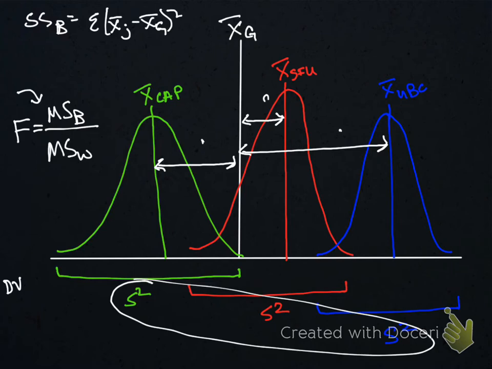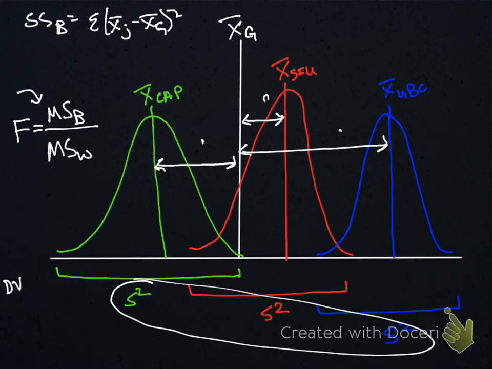So if we were to hold the mean squares within constant, but increase the mean squares between, because our sample means are farther apart from the grand mean, or the variability of our sample means is larger, then we have a better chance of rejecting the null that those three groups all belong to the same population. At least one of those groups might be different.